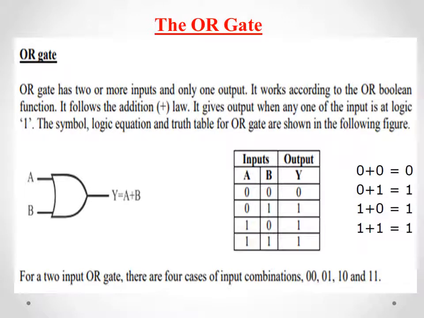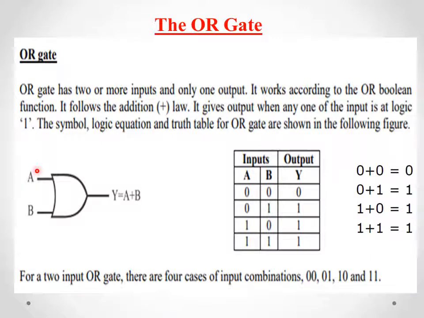The OR gate has two or more inputs and only one output. It works according to the OR Boolean function. It follows the addition law. It gives output when any one of the inputs is at logic 1. The symbol, logic equation and truth table for the OR gate are shown in the following figures.